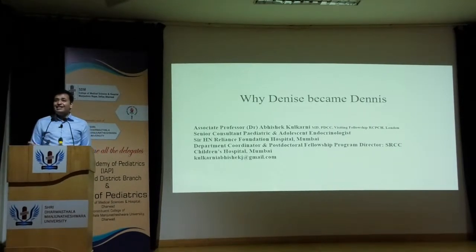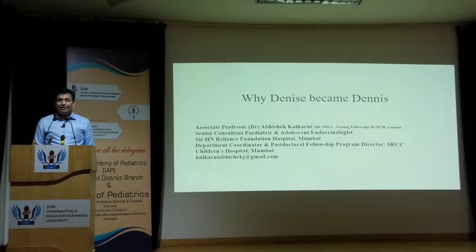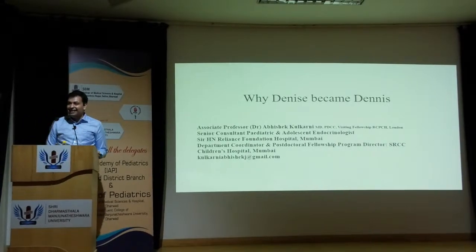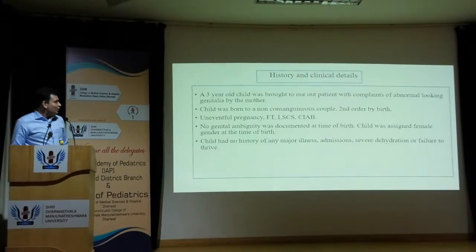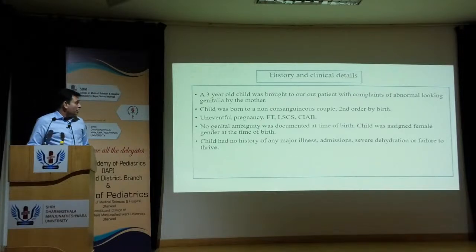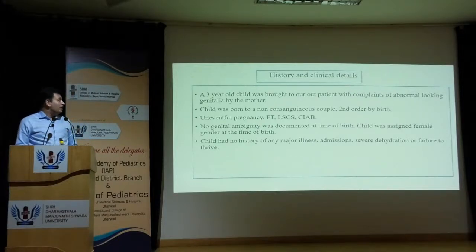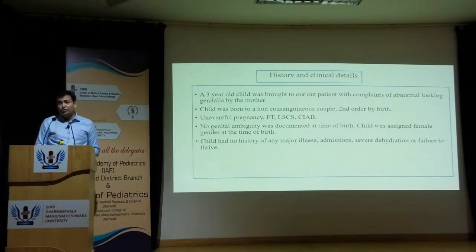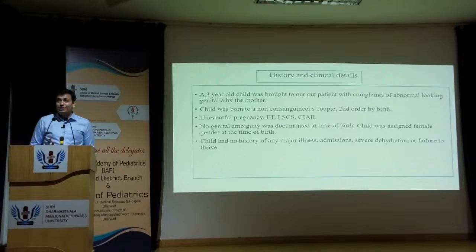This is the scenario in the disorder of sex differentiation or the atypical genitalia clinic that we run. So this was a 3-year-old who was brought to our outpatient with complaints of an abnormal looking genitalia by the mother. So the first question that we asked the parent was, did it take you 3 years to realize that the genitalia was abnormal?